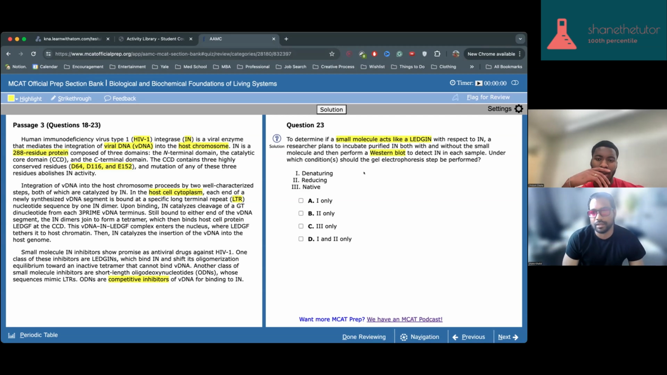That's typically what these gel questions ask you about. They could also ask how many bands you could see. Native would be one band, and denaturing or reducing would be like two or four. So that's kind of what they're asking.